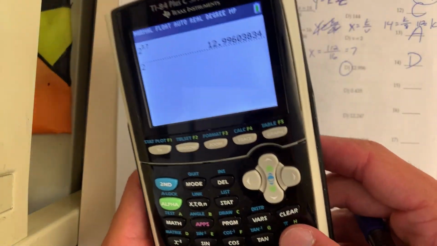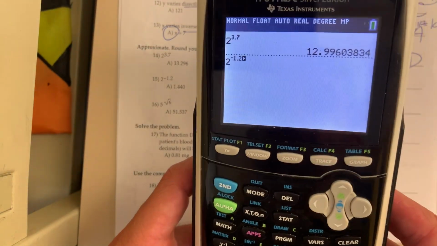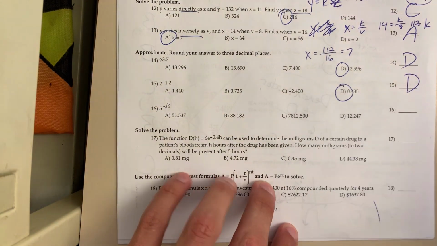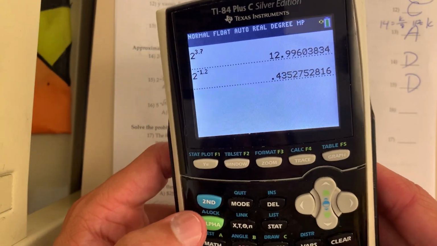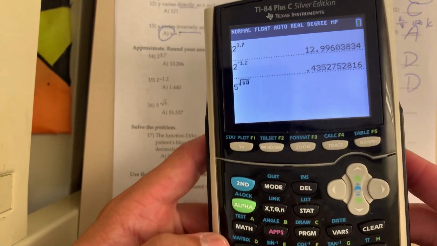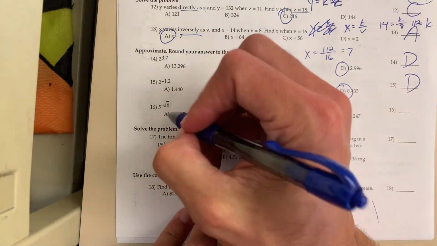15, again, just remember exponent, that little caret button, negative 1.2, so about 0.435. D. And then 16, 5 to the square root 6, square root second x squared. We get about 51.537, so that would be answer A.